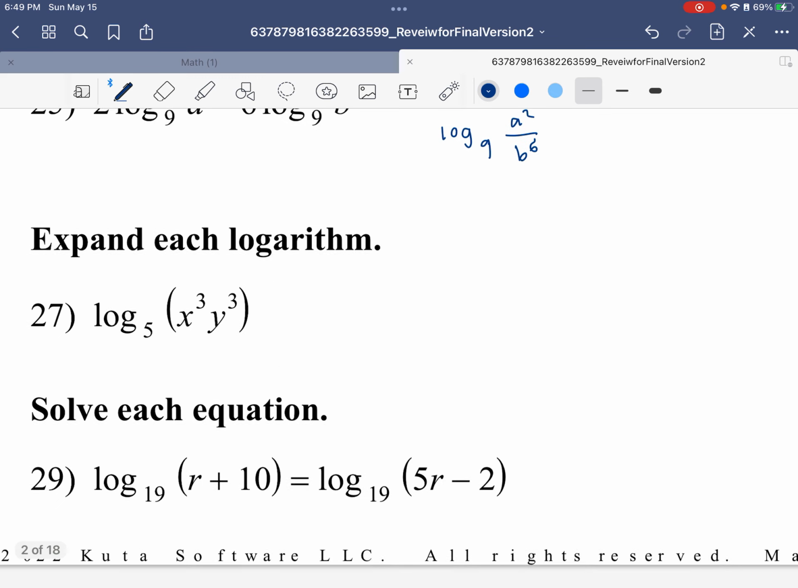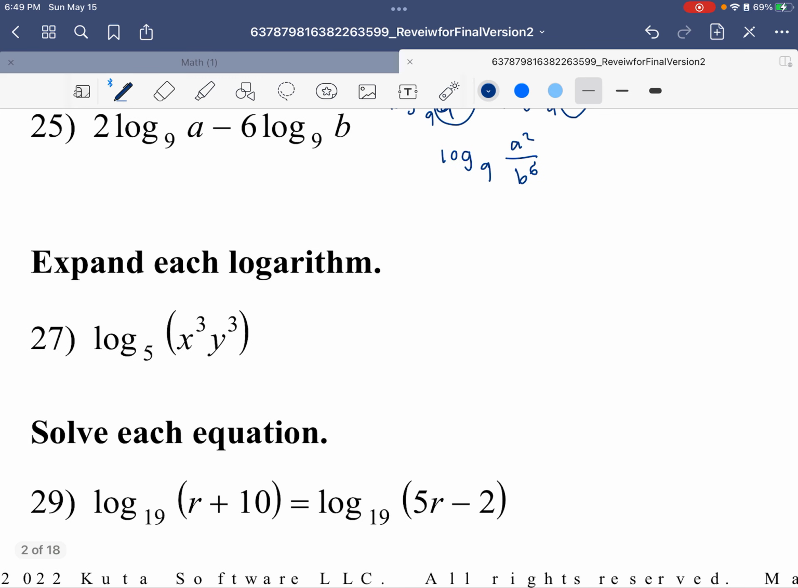Next we have expanding. So like I said earlier, when it's being added, it's being multiplied. So when it's being multiplied, it's being added. So log base 5 x cubed plus log base 5 y cubed. And now we're going to move the exponent to the front. It's one of the properties of logs. And you're left with this, and this is your expanded logarithm.